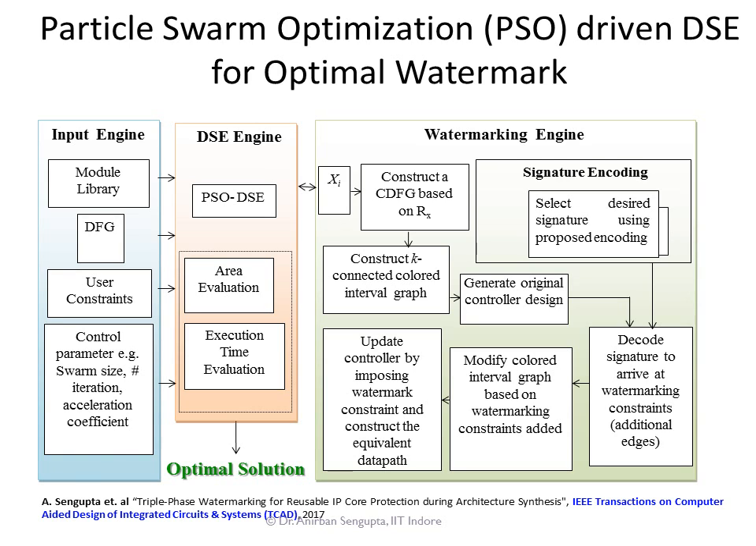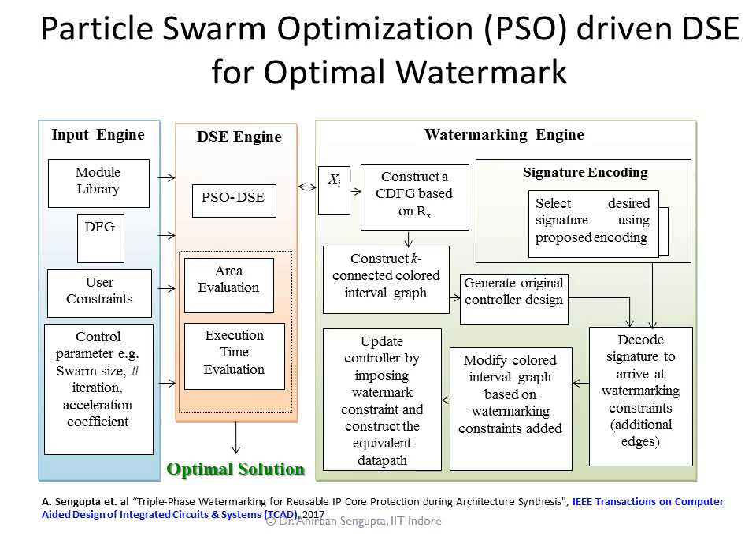So if you look at this optimization module that is connected to a watermarking algorithm, we could see there is an input engine, and then we have a DSE engine followed by the watermarking engine. Now, the watermarking engine I already discussed in the previous slides. The DSE engine comprises a particle swarm optimization based design space exploration framework. It has an area evaluation model, and it also has an execution time model.